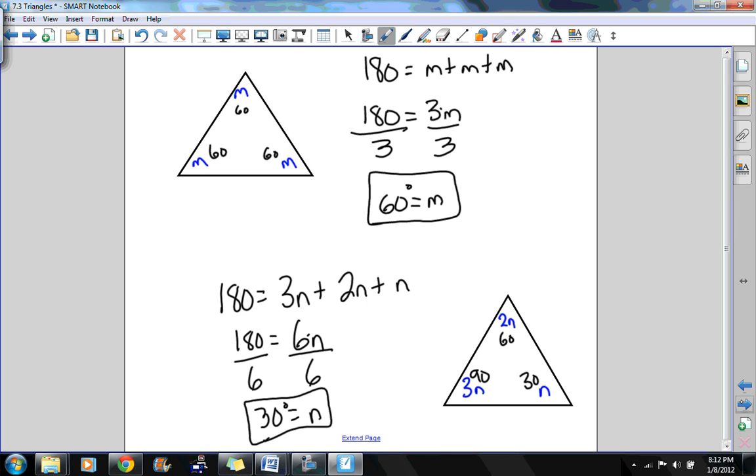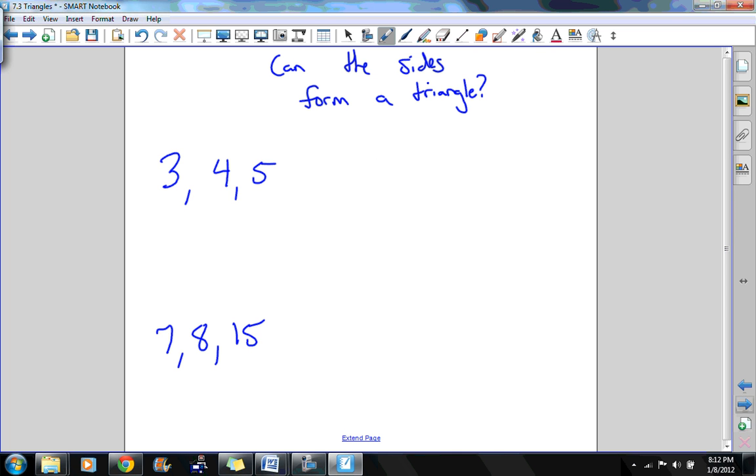Alrighty. Last part. Can these sides form a triangle? What you have to do is use the triangle inequality theorem, which says that if we add the two smallest sides up and it's bigger than the third side, then sure. So here our two smaller sides are 3 and 4. So we add 3 and 4 together, and that equals 7. And since 7 is bigger than our third side of 5, yes, this can create a triangle. And yes, you do have to show your work.